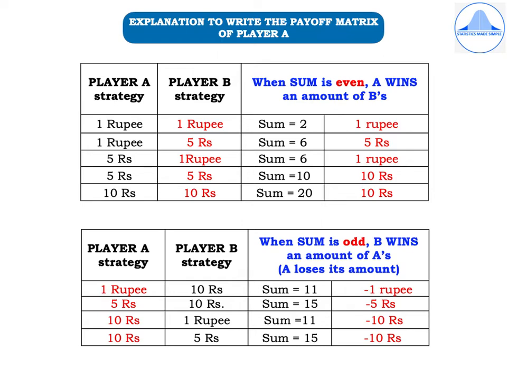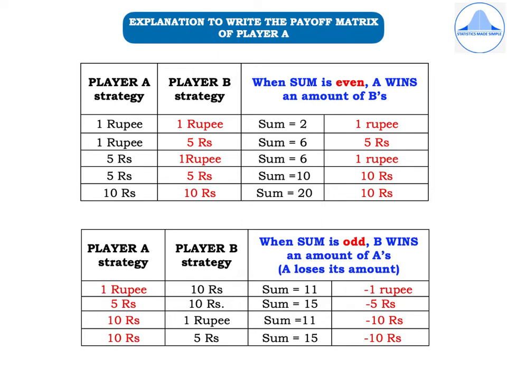So when I add the first two column values, the sum is equal to 2 in the first row. In the next row, when I add 1 and 5, the sum is equal to 6. Similarly, when I add 5 plus 1, sum is 6. And for 5 plus 5, the sum is 10. And 10 plus 10, the sum is equal to 20. So we observe that these sums, 2, 6, 10 and 20, are even.